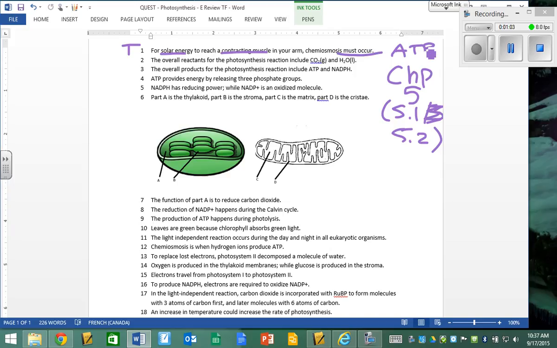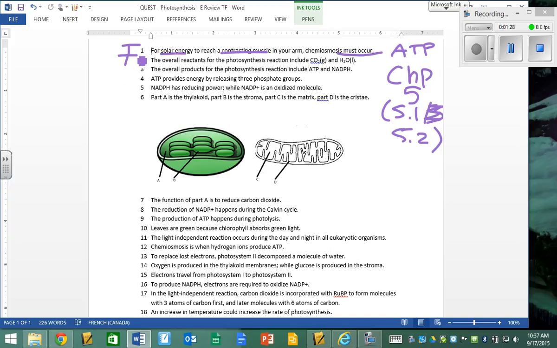How about number 2? Does anyone want to tell me if that's true or false? The overall reactants for the photosynthesis reaction include CO2 gas and H2O liquid. It's true. That's what they are. They are the things that start the photosynthesis reaction. I could also have written they are the products for the cellular respiration reaction.